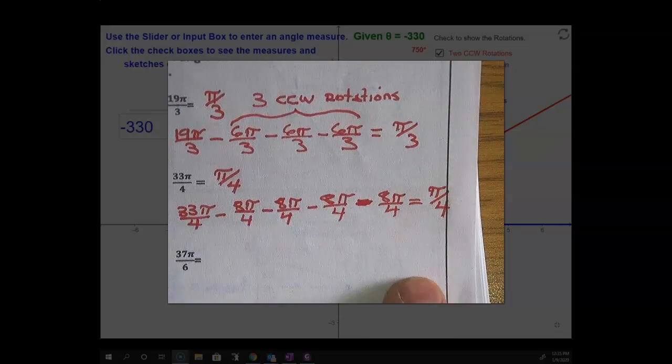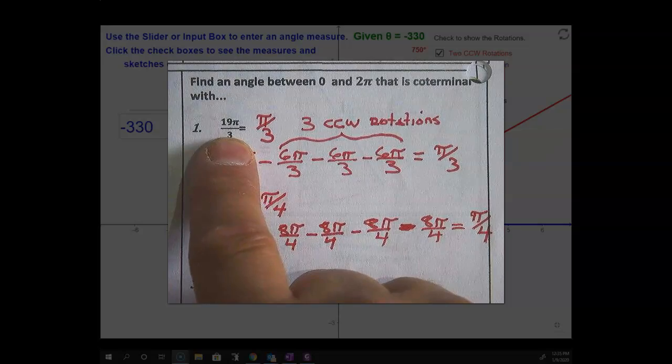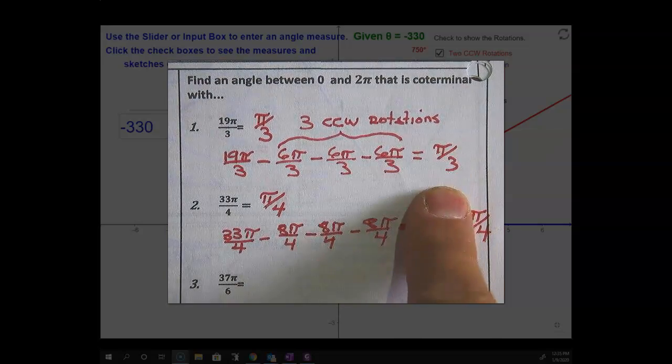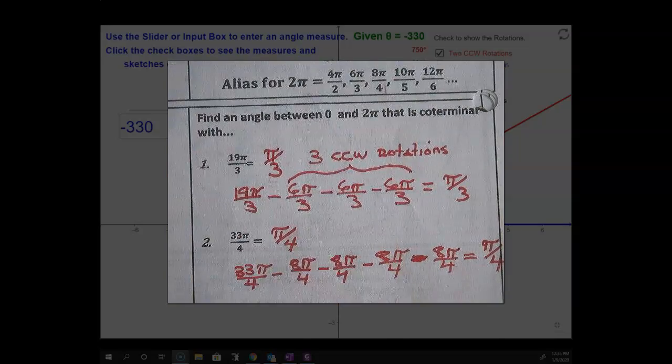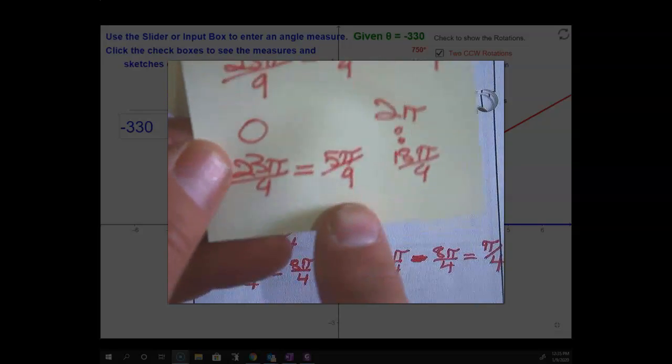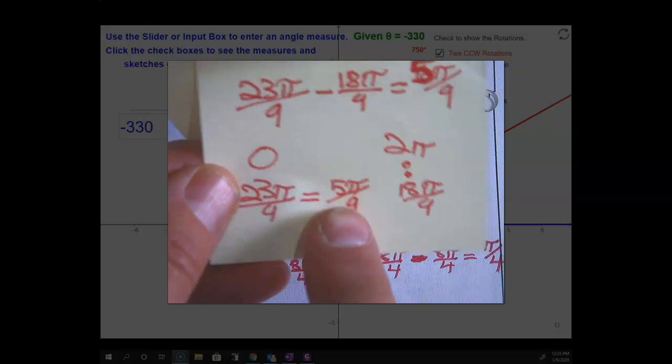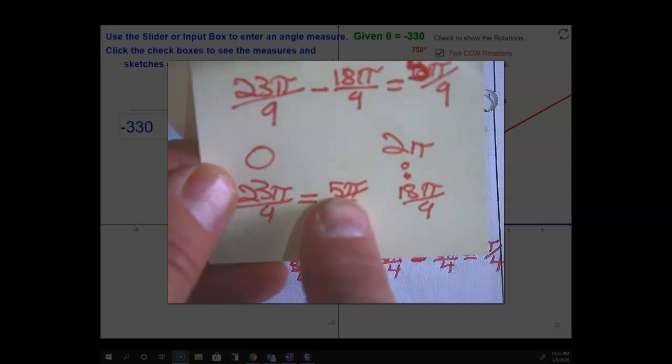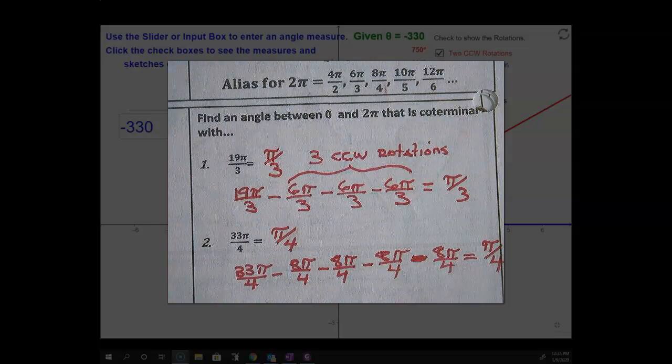So it doesn't always work out that it's just the bottom number, pi over whatever the bottom number is. That's not true. It's like when we did some of these other ones, you'd end up with things where the bottom number is still 9, but the top number isn't just pi.